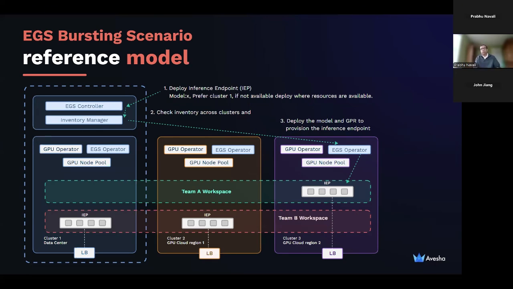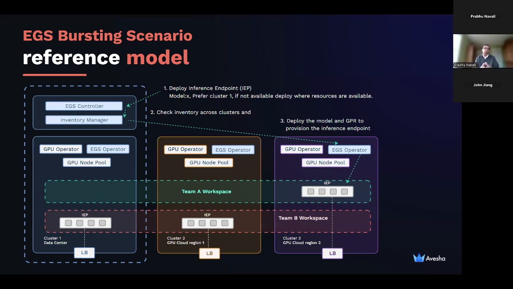The worker clusters, like the on-prem one where the GPUs are deployed, and cloud clusters, whether region A or region B clusters, are all registered with the EGS controller, and the controller manages the GPU inventory and allocation across all the clusters and all the workspaces. Workspaces are where the GPU workloads, like inference endpoints, are deployed. Workspaces are for users, groups, projects, RAG pipelines, and batch inferences.